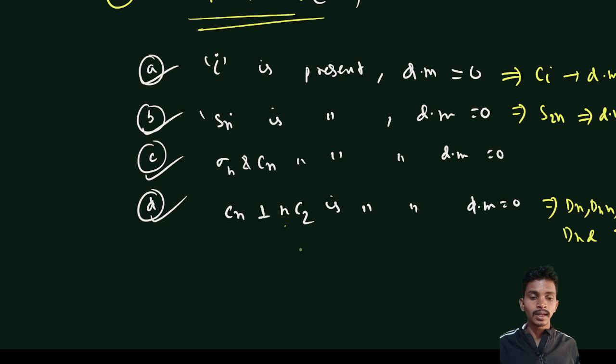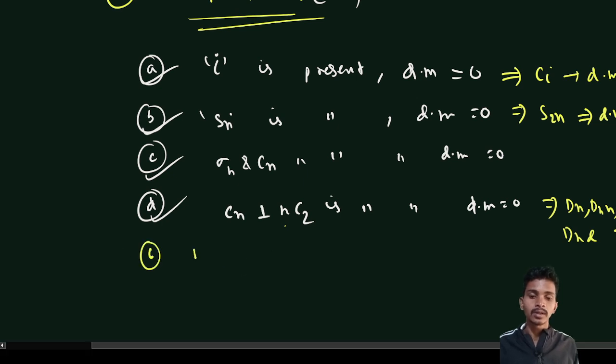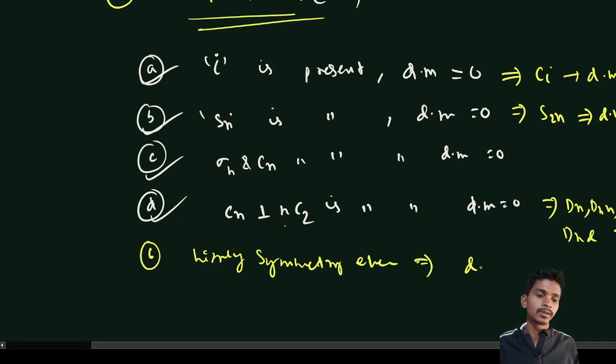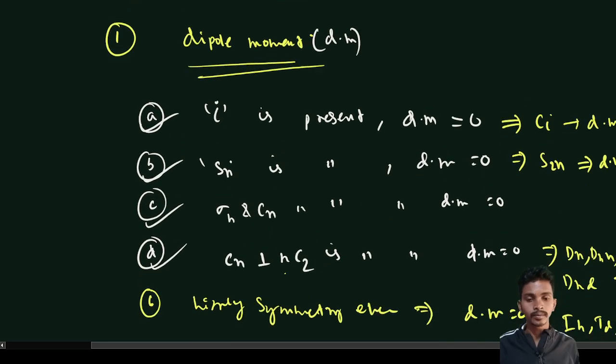Or more than one Cn axis, that is the highly symmetric groups. Highly symmetric elements also have dipole moment 0, like Ih, Td, Oh, here also the dipole moment is 0. And if sigma h is present along with the Cn axis, then also the dipole moment is 0.